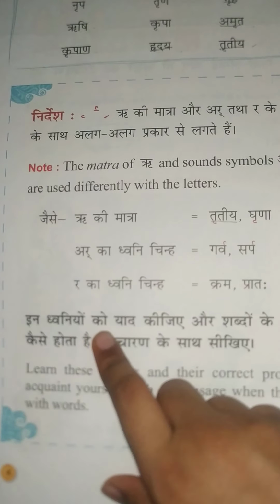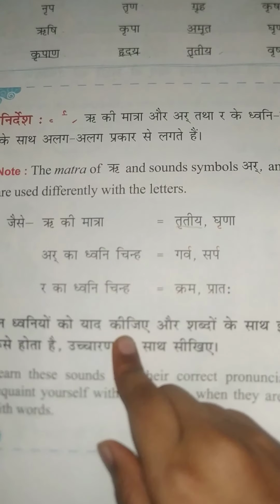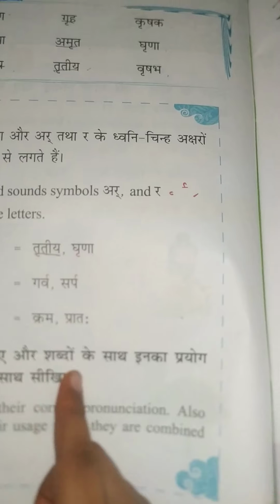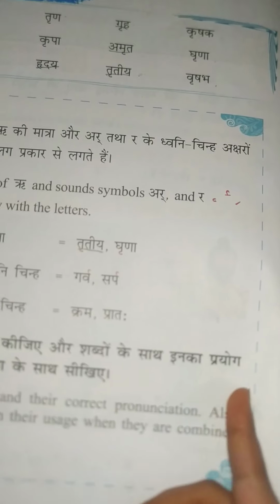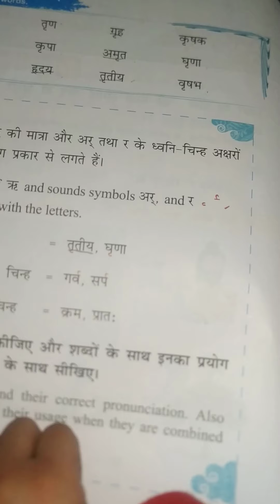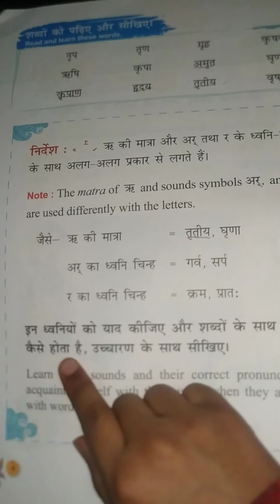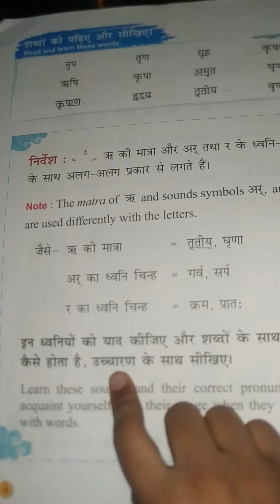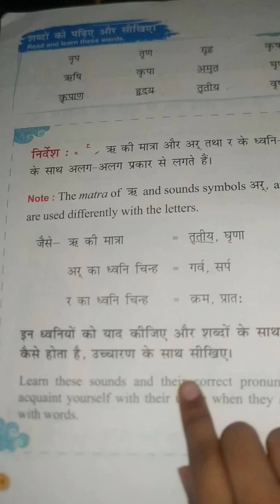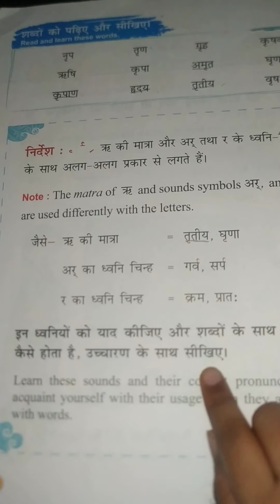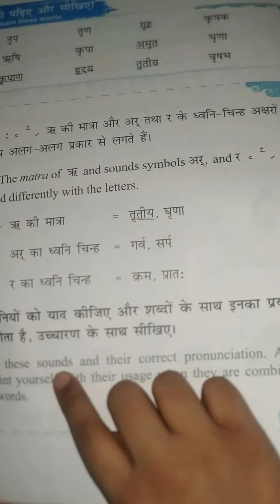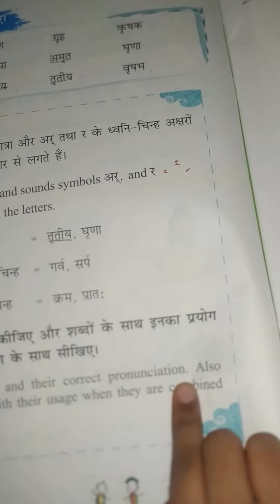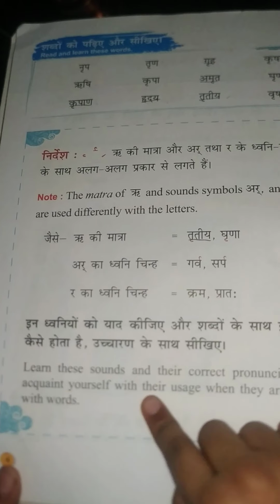In dhvaniyon ko yaad kijiye aur shabdon ke saath inka prayog kaise hota hai, uccharan ke saath sikhiye. The meaning is learn these sounds and their correct pronunciation. Also, acquaint yourself with their usage when they are combined with words.